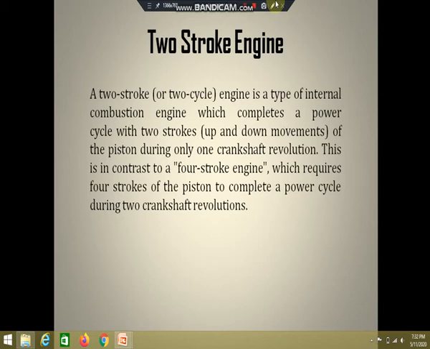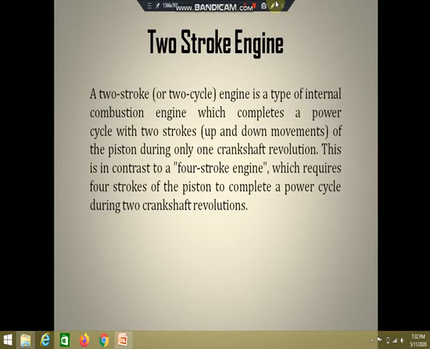In the four-stroke engine, suction and compression are completed in one complete revolution of the crankshaft, and the expansion and exhaust strokes are completed in the next revolution of the crankshaft. Here, in the case of the two-stroke engine, all the strokes, suction, compression, power, and exhaust, are completed within one complete revolution of the crankshaft.